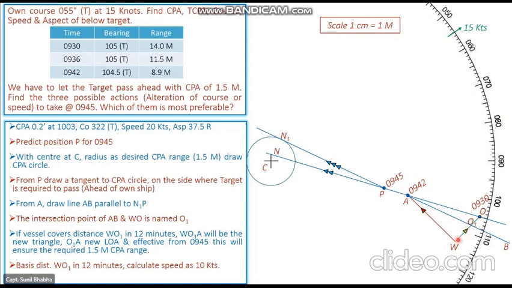So instead of WO, if we cover a distance of WO1 in 12 minutes, we will be able to achieve a CPA of 1.5 miles. Now we measure this distance WO1 using our scale. So this is the distance WO1 in 12 minutes. We interpolate and calculate the required speed, and the required speed comes out to be 10 knots. So our ship which is presently moving at 15 knots, if the speed is reduced to 10 knots, our ship target would be WO1. The line of approach would be O1A, and effective from 9:45, this line of approach will result in the vessel reaching CPA contact point N1 and maintaining a CPA range of 1.5 miles.